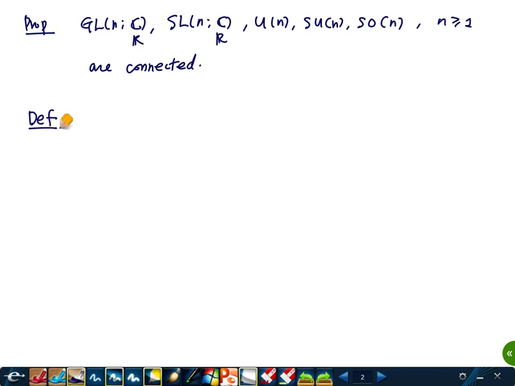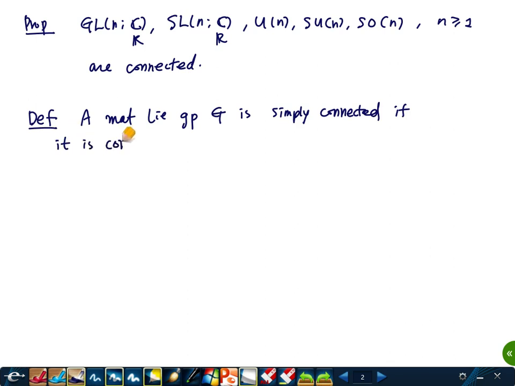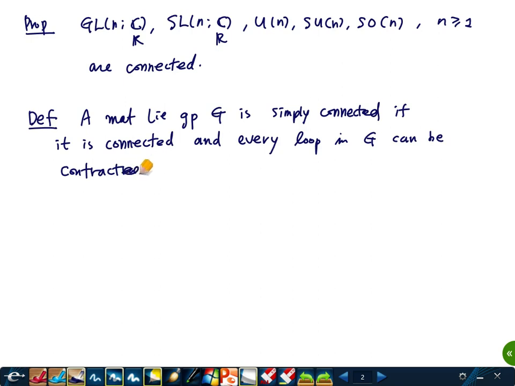Now we need to introduce one more topological definition. A matrix Lie group G is simply connected if, first of all, it is connected and every loop in G can be contracted to a point. It's a usual definition in topology. Loop means a path starting and ending at the same point. This can be contracted to a point like that by moving this inside, something like that.